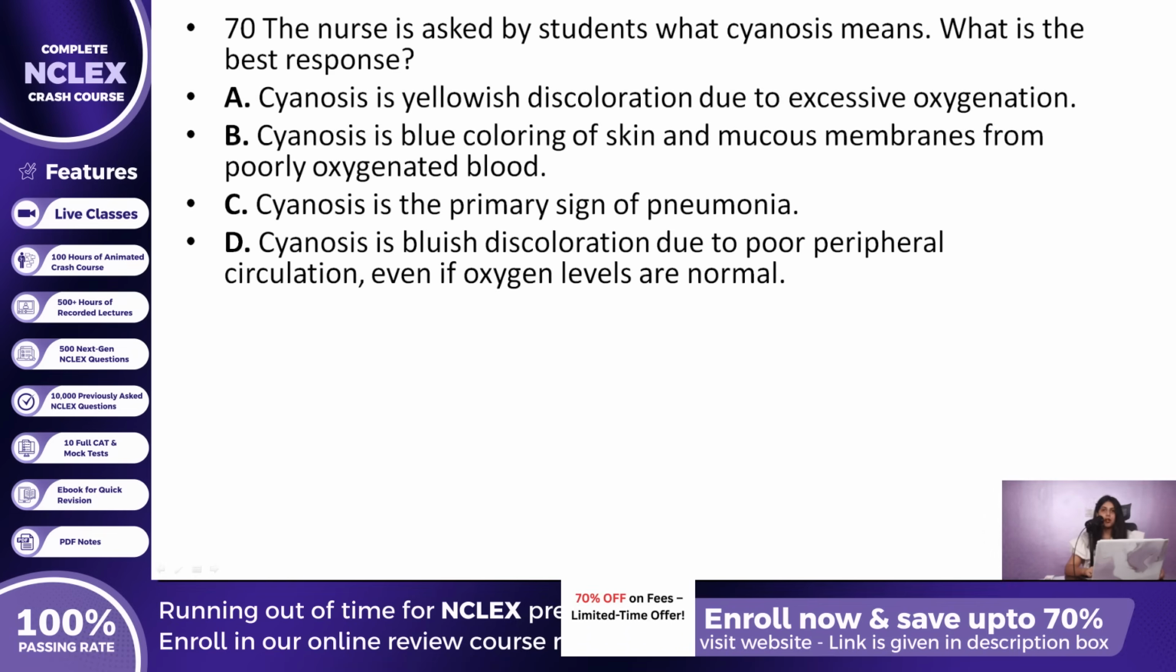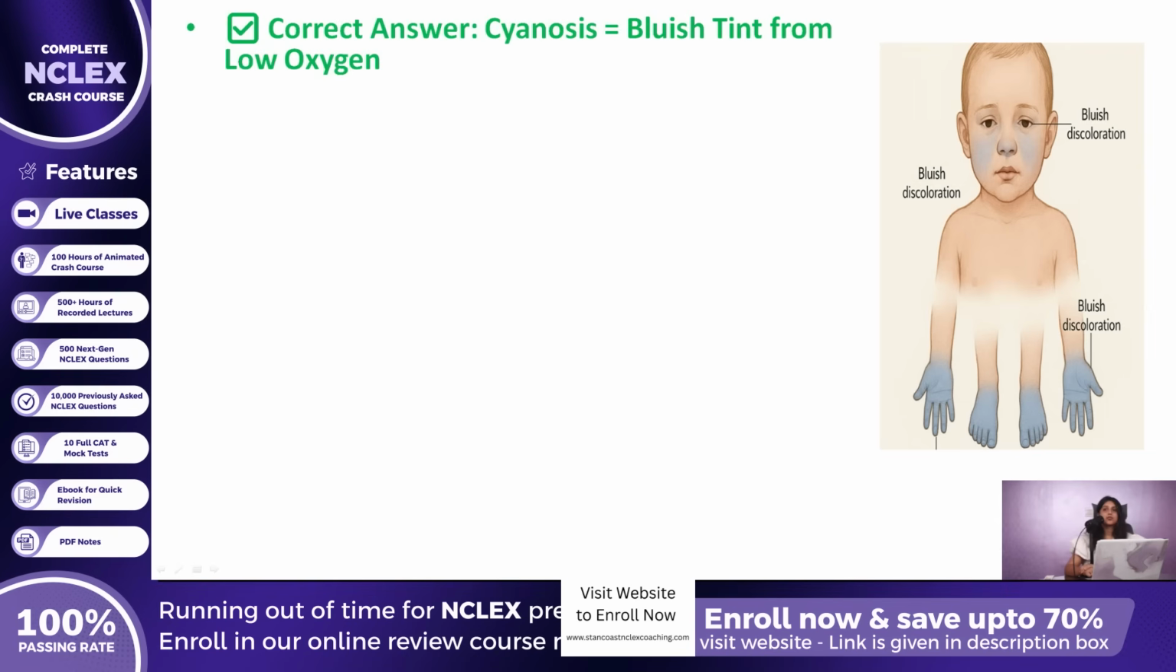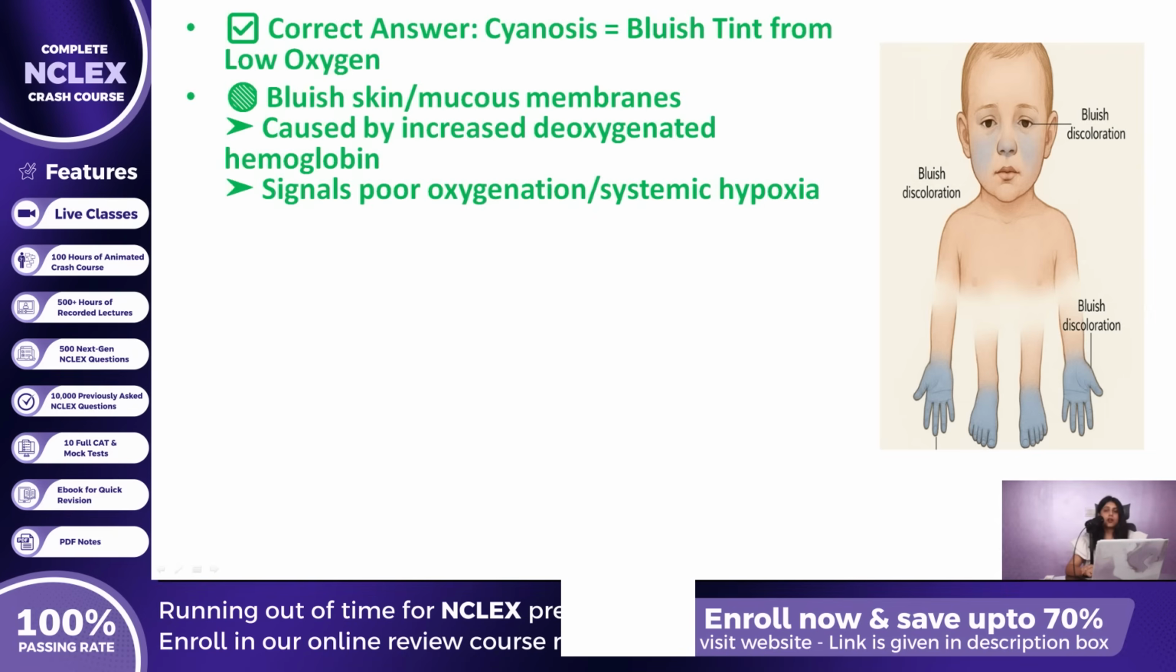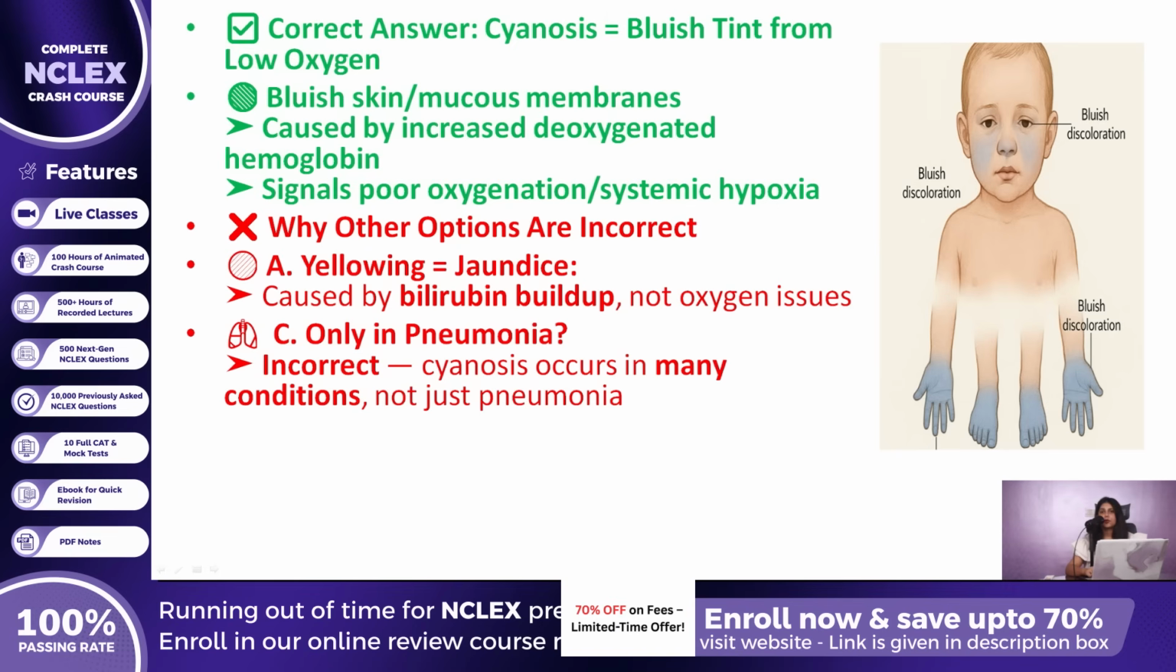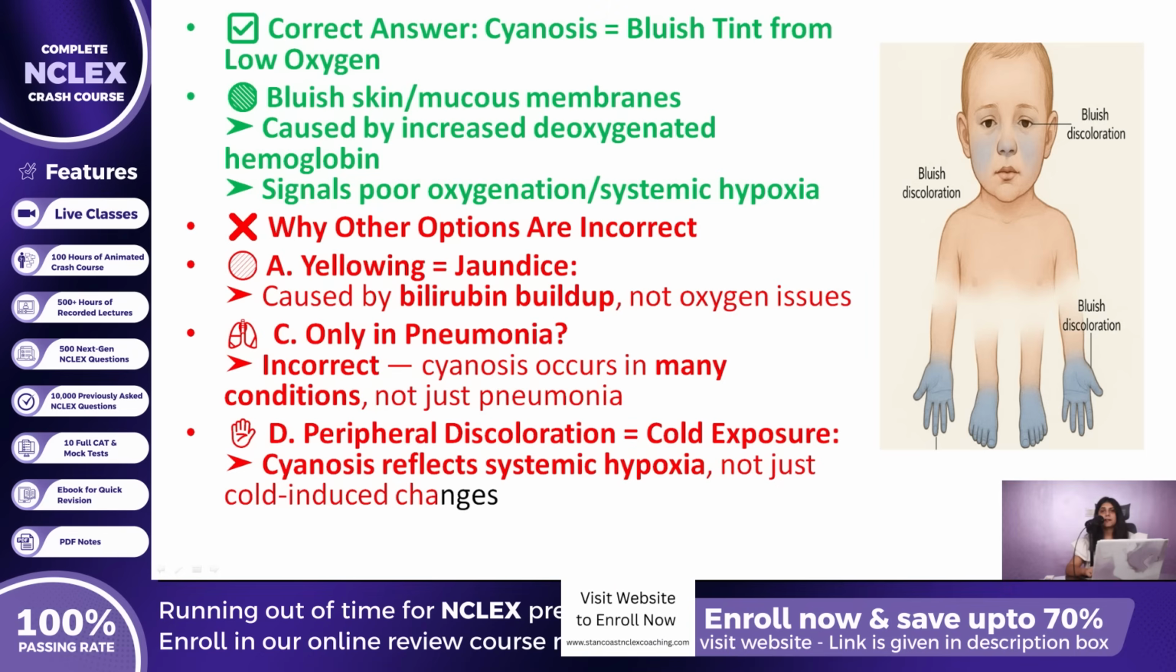The correct answer is option B. Cyanosis is a bluish tint of the skin and mucous membranes caused by high levels of deoxygenated hemoglobin, indicating poor oxygenation. Option A is incorrect. Yellowing is jaundice, not cyanosis. Option C is wrong because cyanosis is not specific to pneumonia. Option D confuses peripheral discoloration with systemic hypoxia, which defines true cyanosis. Recognizing location and cause is essential for accurate assessment.